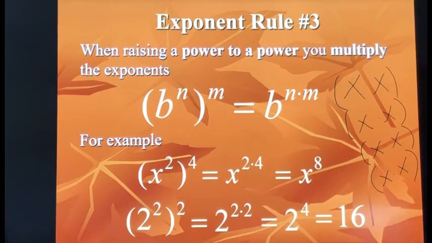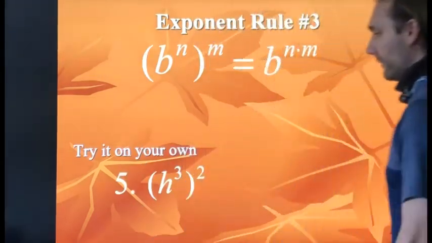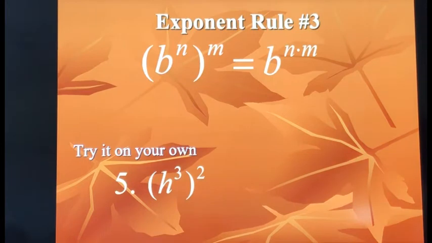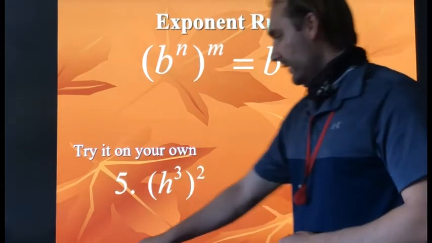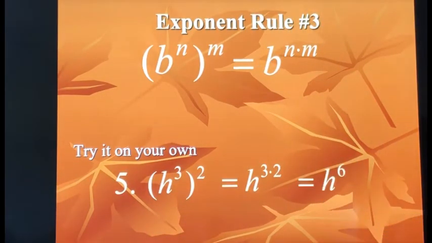Count all my x's, I have 8. So the reason why we have exponent rules is so that we can make our math a lot quicker. H cubed squared is 3 times 2 is 6, H to the 6.